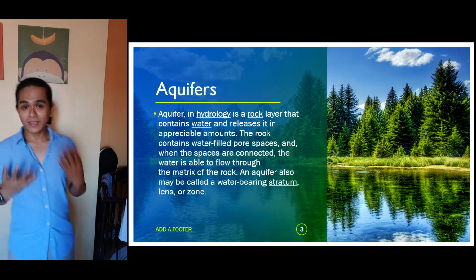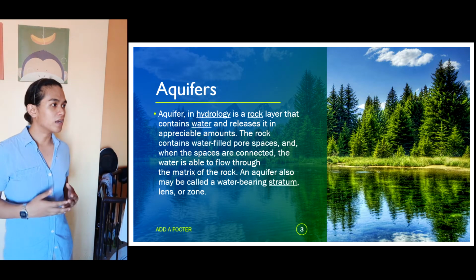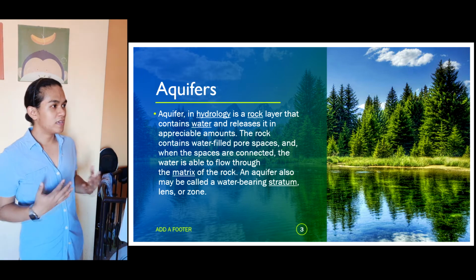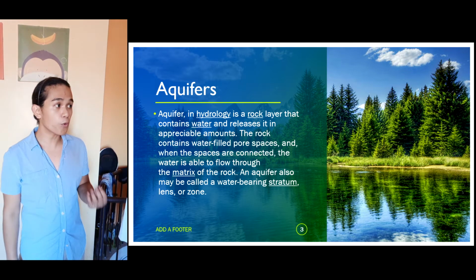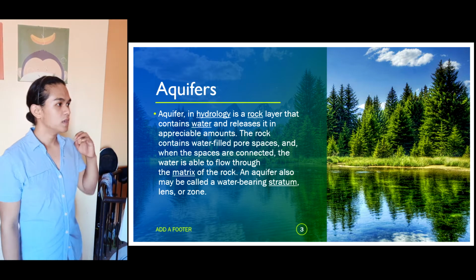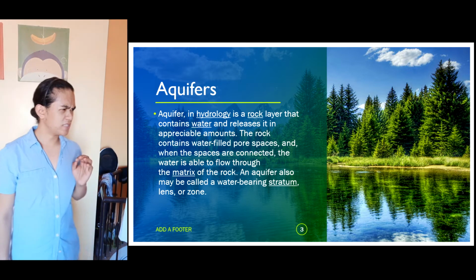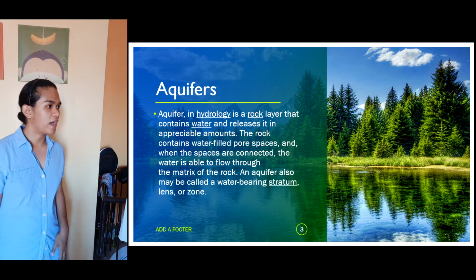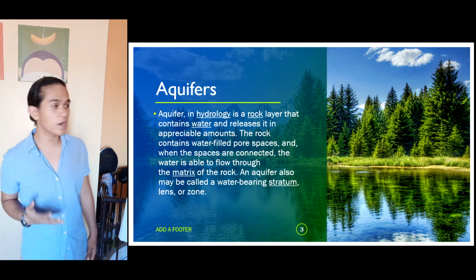So, what is an aquifer? An aquifer, in hydrology, is a rock layer that contains water and releases it in appreciable amounts. The rock contains water-filled pore spaces, and the spaces are connected so that water is able to flow through the matrix of the rock. An aquifer may also be called a water-bearing stratum, lens, or zone.